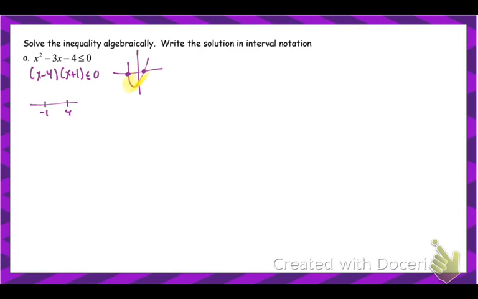So I'm going to pick a test point. Something over here to the left of -1, let's say I pick -10. If I plug in -10 for x, it doesn't matter what the actual number is. We just care if it's positive or negative. Well, -10 minus 4 is a negative number. -10 plus 1 is a negative number. And a negative times a negative is going to be a positive. So that means everything in that region is going to be positive.